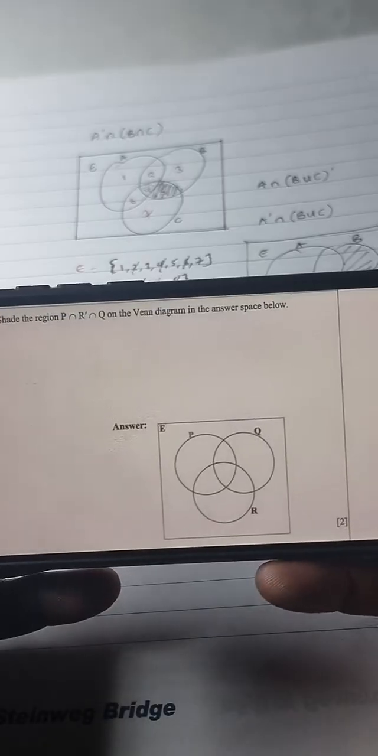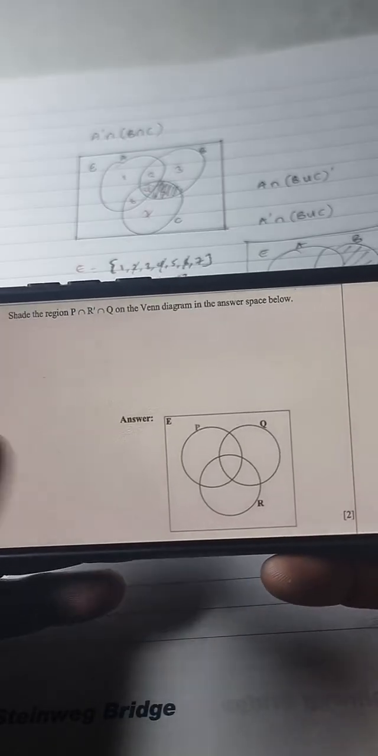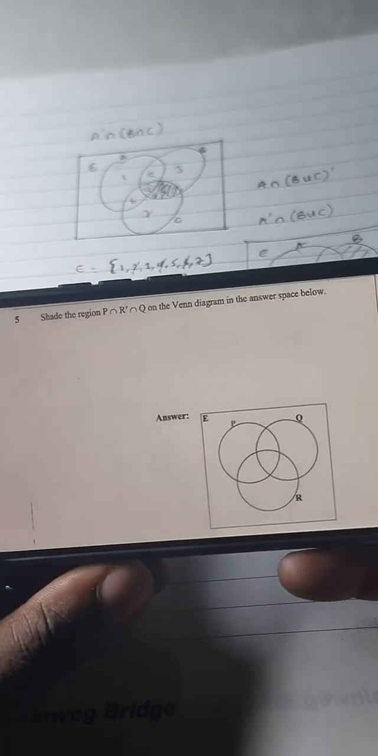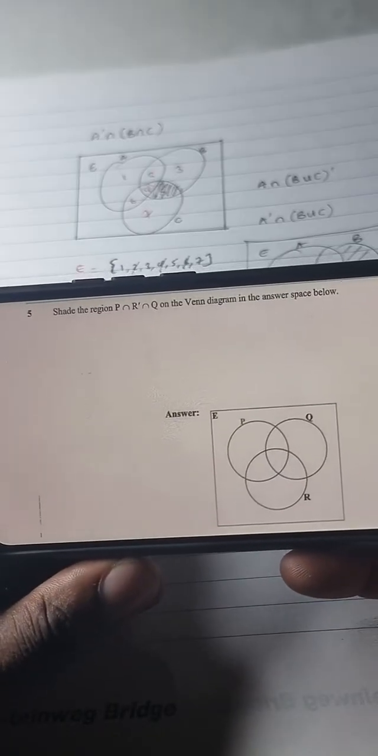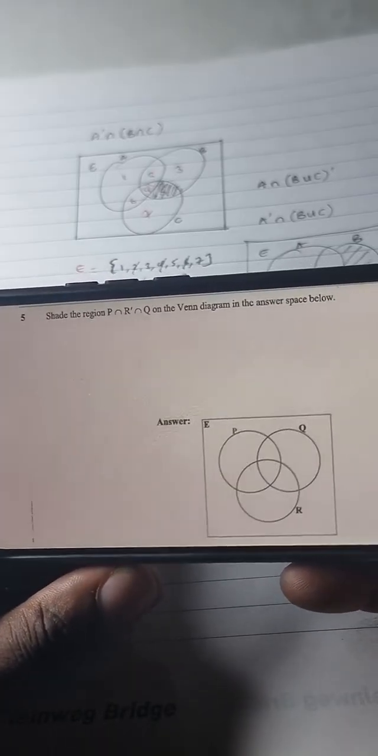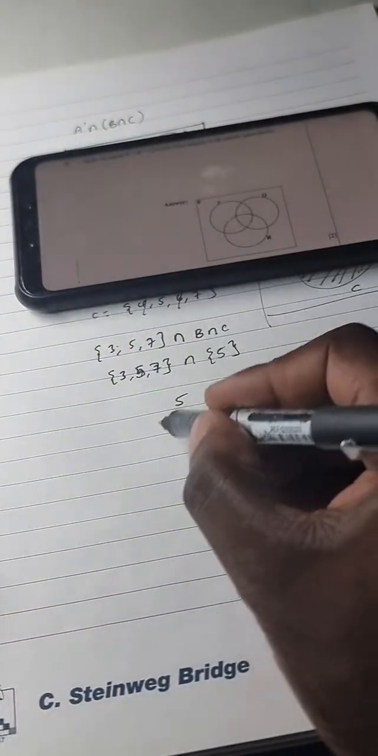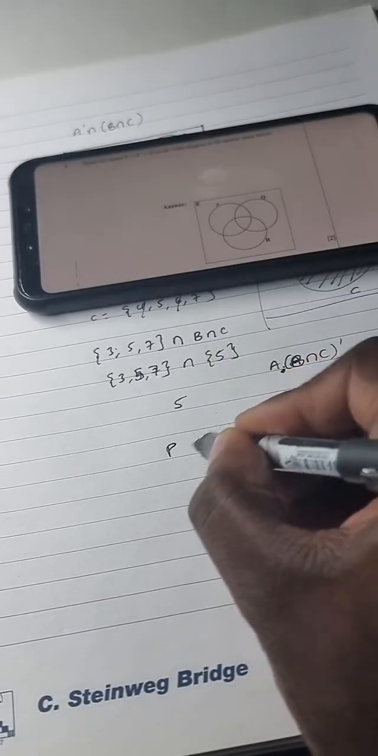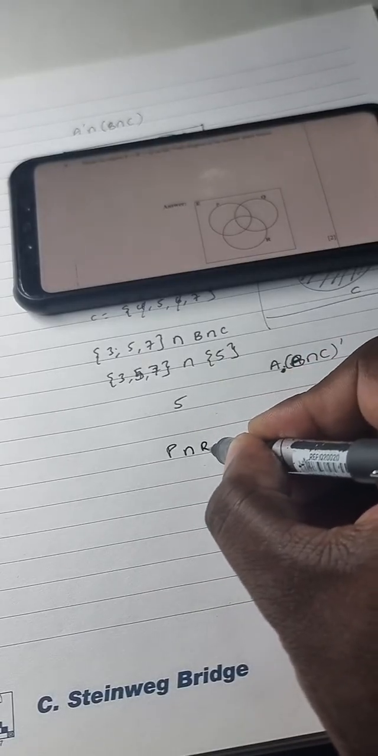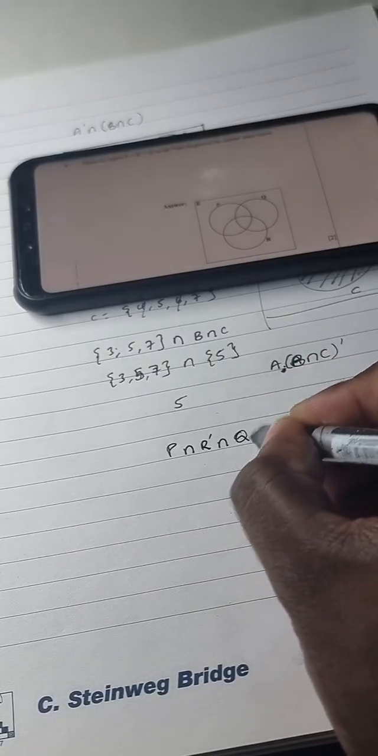Okay, so E we are shading. This is question number 3 now. We are shading. All right. We have been given a set notation: P intersect R complement intersect Q.